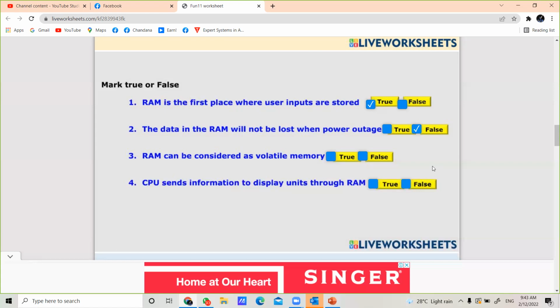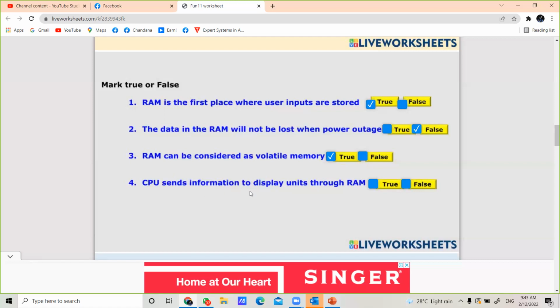Third one, RAM can be considered as volatile. Yes. Another way of identifying the RAM is volatile memory, because again the data is available only while the power is there. No power, no data in the RAM. Therefore, it is volatile.